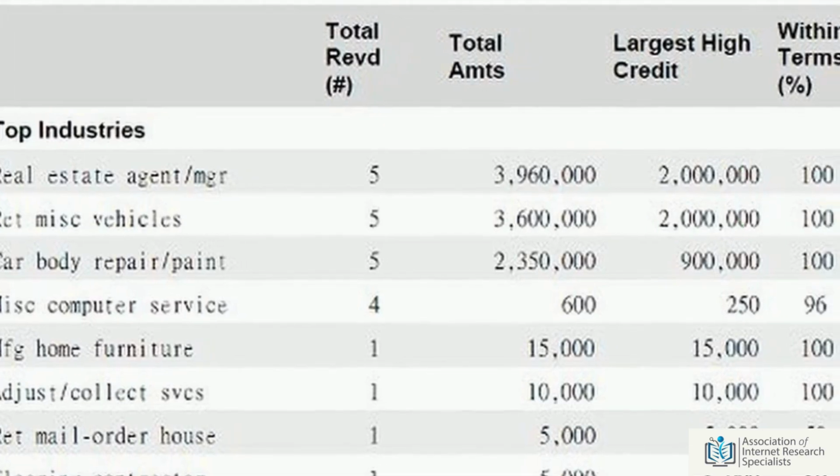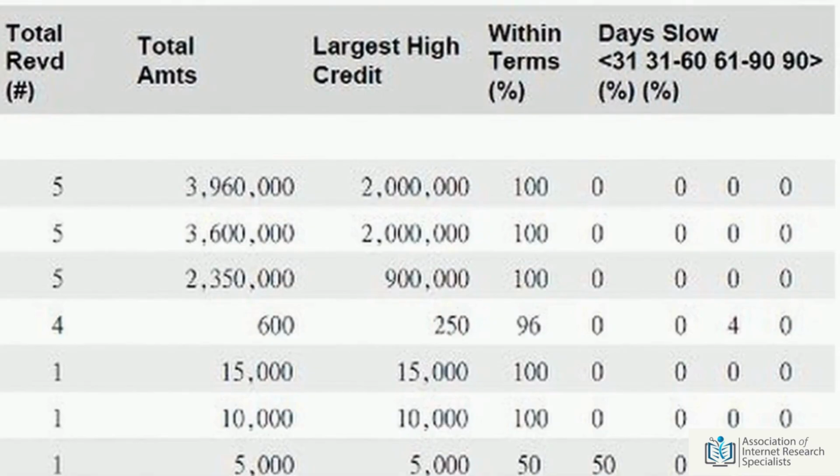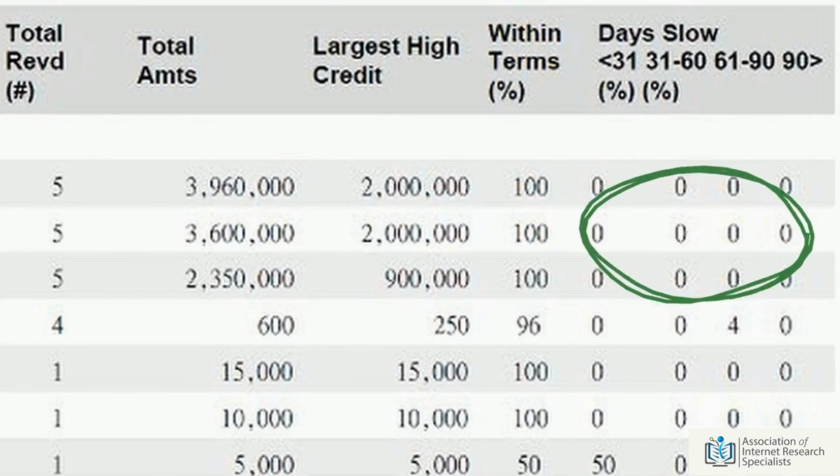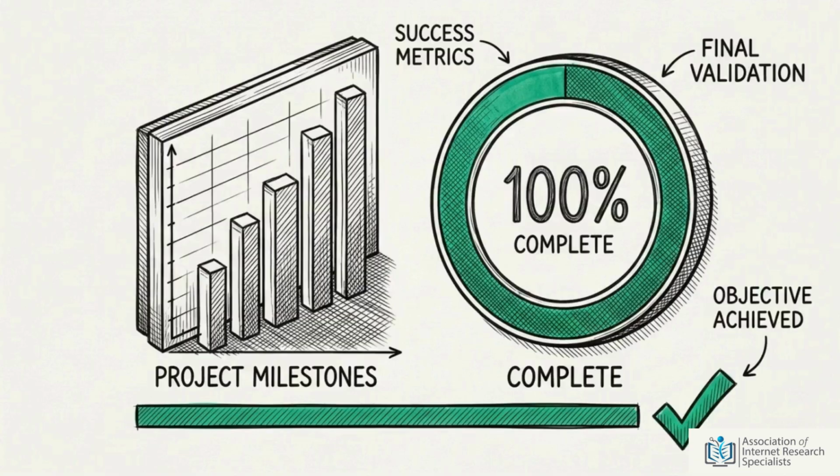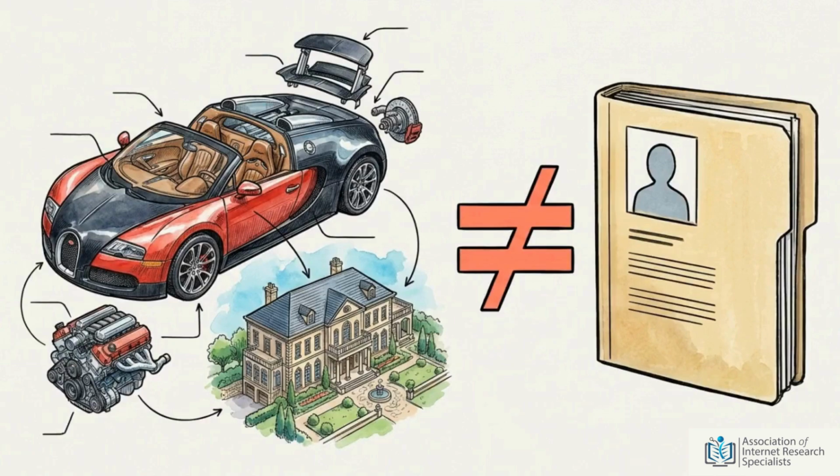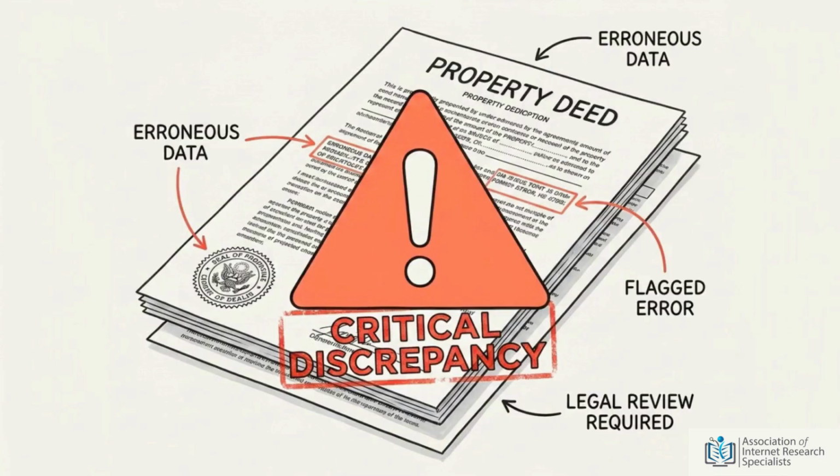High credit limits only carry weight if they are actively managed. By checking the Within Terms column, we see 100% compliance, and the Days Slow columns confirm a flawless record with straight zeros. This specific combination, multi-million-dollar credit exposure paired with perfect payment timelines, establishes a mathematically verifiable commercial footprint. If a target claims massive wealth but lacks this structured corporate data, or if these metrics contradict public property records, it immediately triggers a high-level fraud alert on the asset profile.